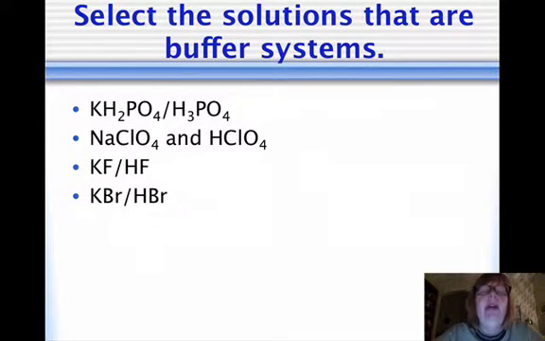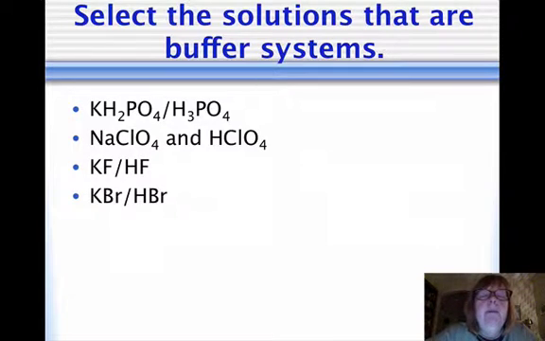Okay, so let's go ahead and have you select solutions below that are a buffer. Potassium hydrogen phosphate and phosphoric acid. Is that a buffer solution? The answer is yes. Phosphoric acid is a weak acid, and hydrogen phosphate is its conjugate base. So yes, it meets the criteria for being a buffer.